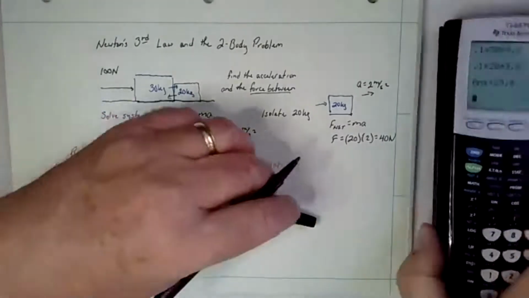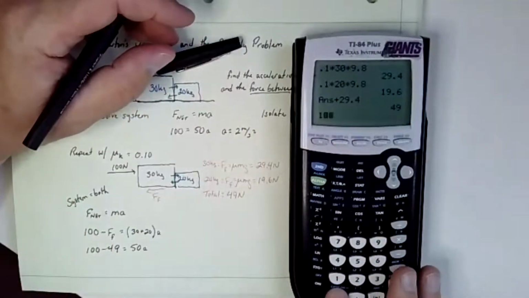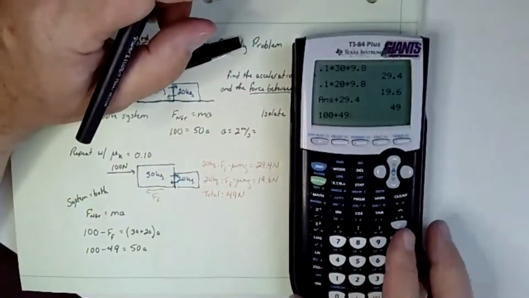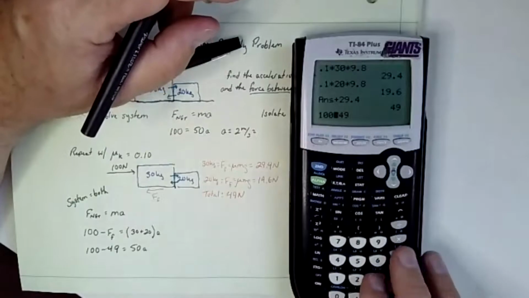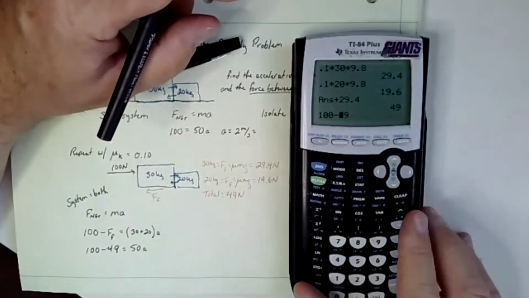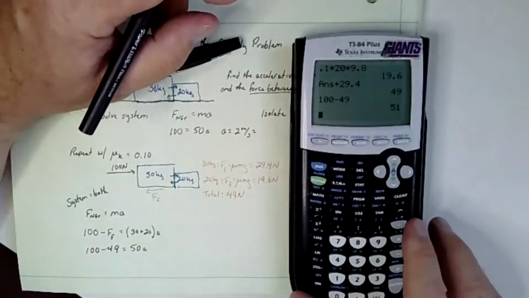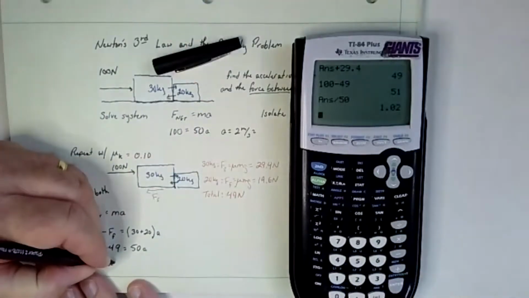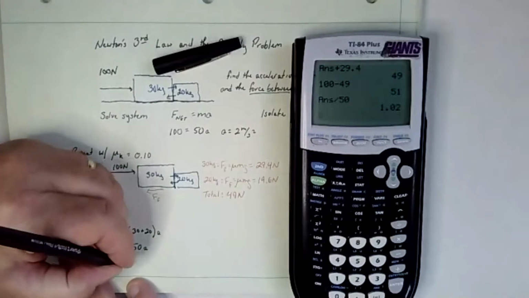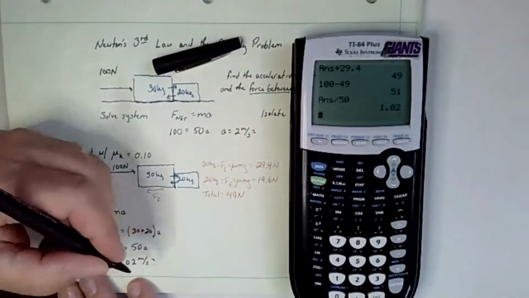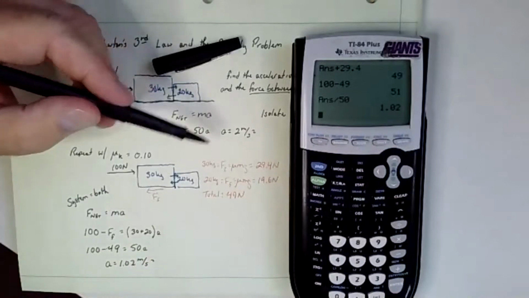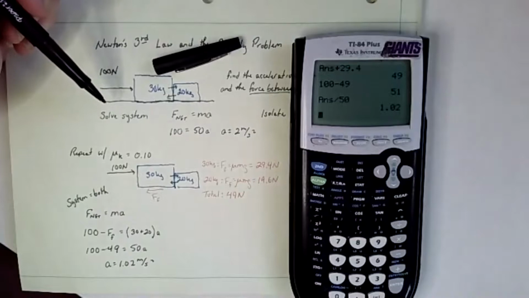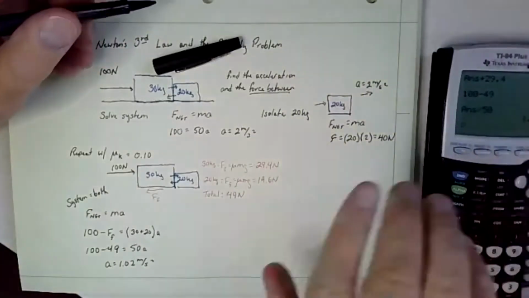Okay, so we'll bring our calculator in again. And so 100 minus this, and see what that gives. And then we'll divide that by 50. Okay, now the acceleration is equal to 1.02 meters per second squared, which makes sense because we had 2 before, so it should be less. Same applied force, but now there's friction. So that makes sense.